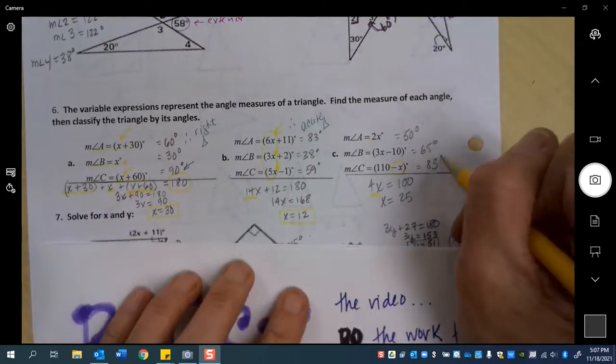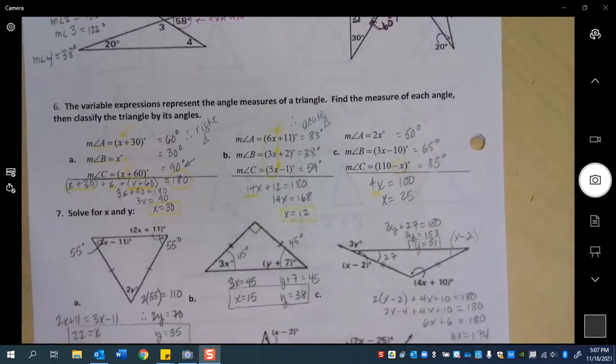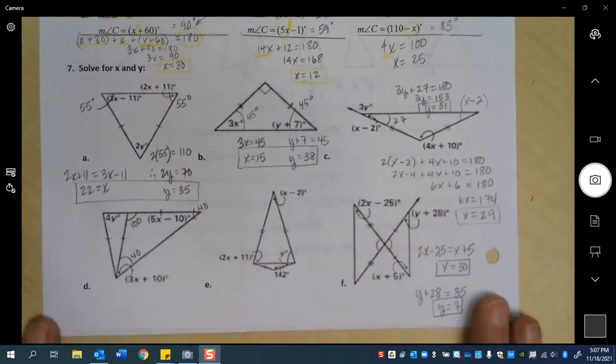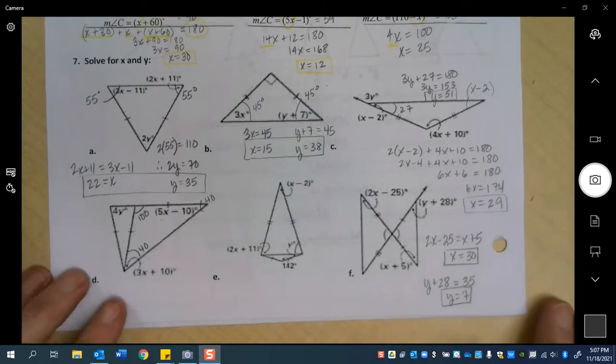All right, we can't forget our degree symbol. All right, so these next ones are super tricky because they involve systems of equations. So we'll try to go through them carefully for you.